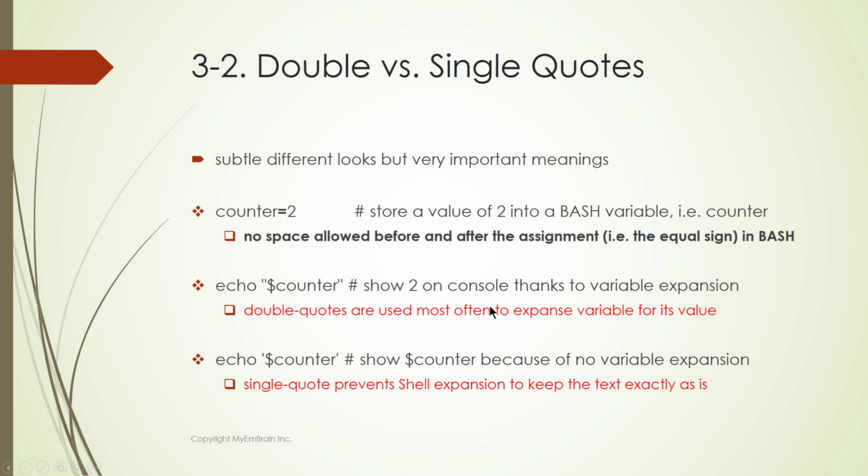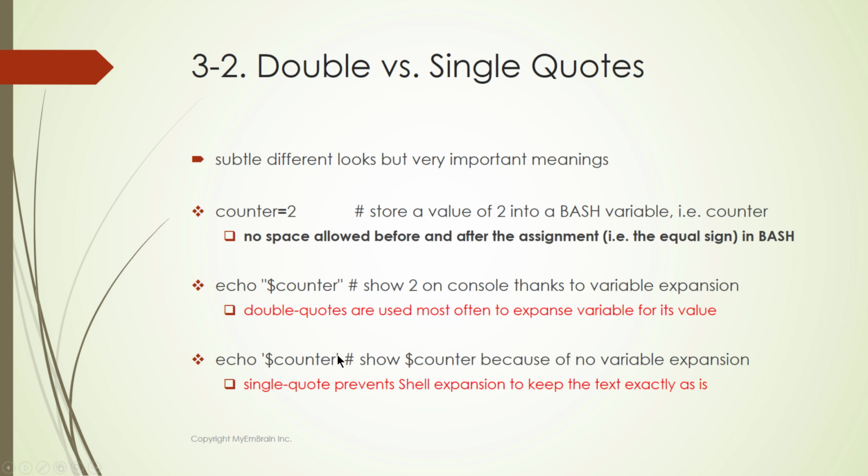In lecture 3.2, we learn about the difference between double and single quotes in Bash. Double and single quotes have a subtle difference in look but a very important meaning in Bash scripting. For example, when we store the value 2 into the counter variable, then we echo double quote $counter closing double quote. This will print 2 on the console. However, if we write in our script echo single quote $counter single quote, the text $counter will be printed on the console. Why is that?